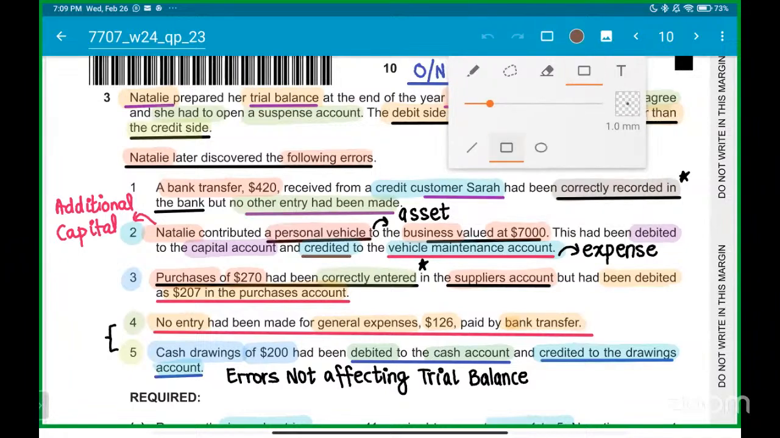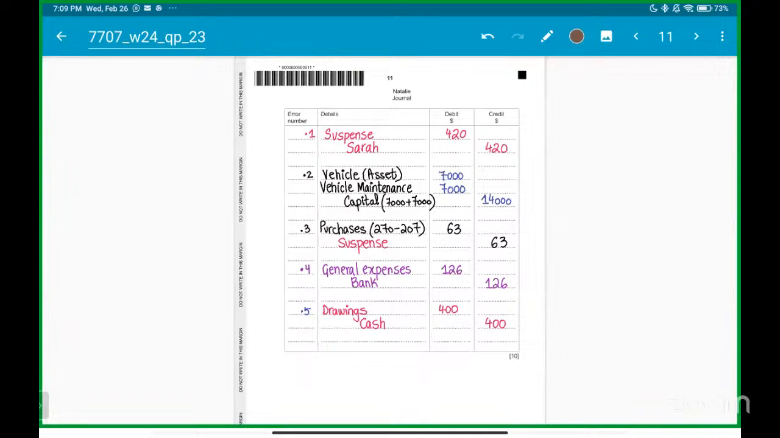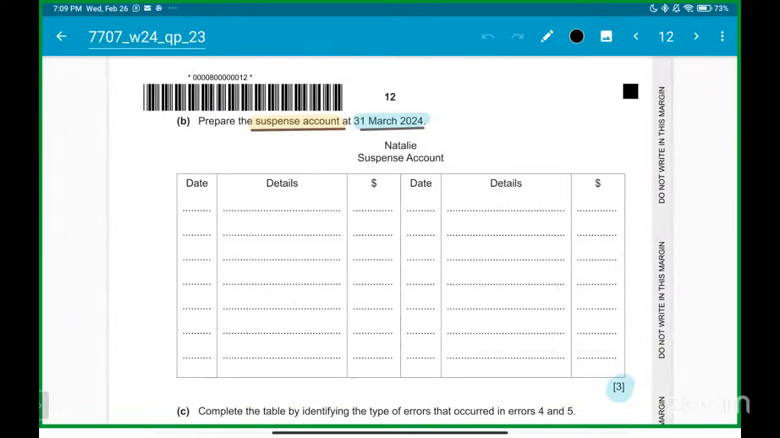If you remember, they said that the debit side of the trial balance was 357 higher than the credit side. That is a tricky thing. Some students can make a mistake here in the exam. You have to be careful and smart about it. The debit side is higher than the credit side. You always put the difference, which is 357. You have to match the credit side with the debit side. So be careful. You put the difference on the credit side because the debit side was already high.